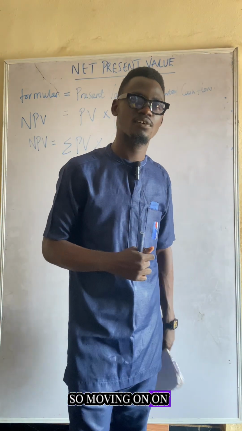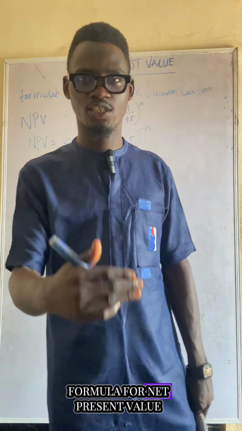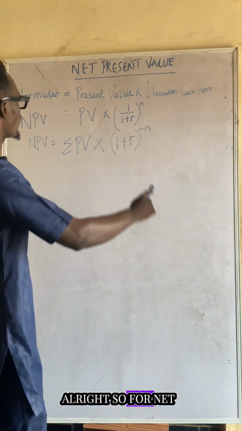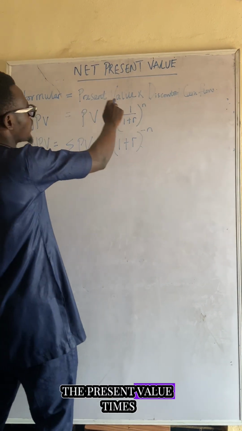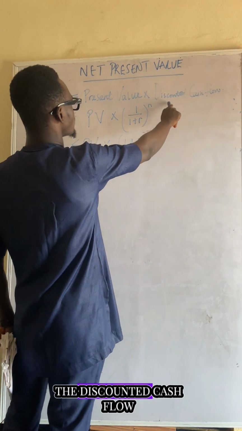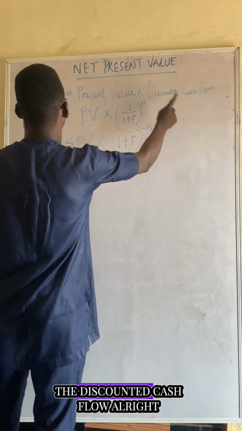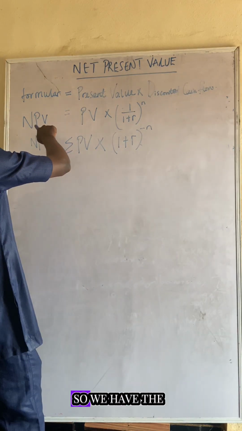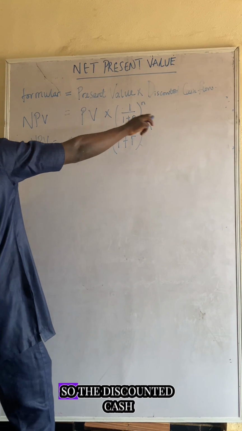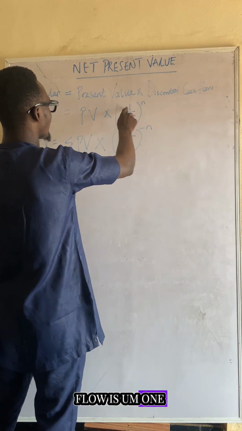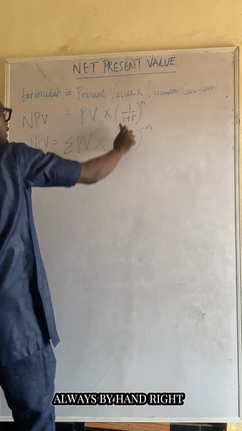So moving on to net present value. I'm going to be sharing with you the formula for net present value. The formula is the present value times the discounted cash flow. We have the NPV giving us present value times the discounted cash flow, which is 1 over (1 plus R) all raised by n.